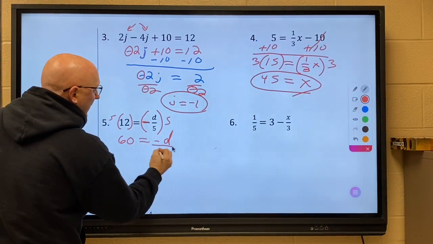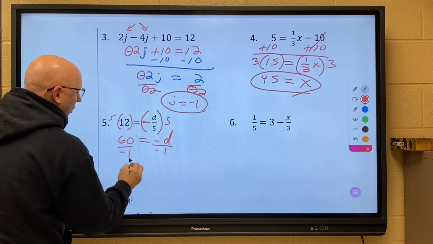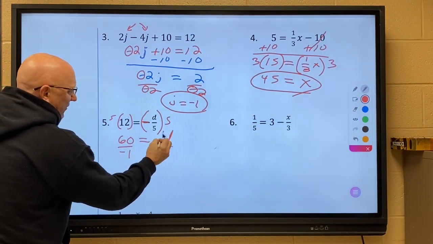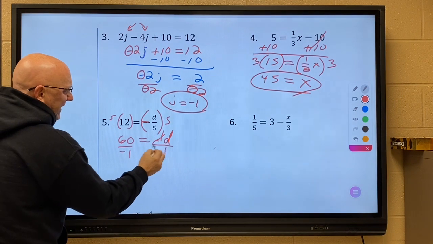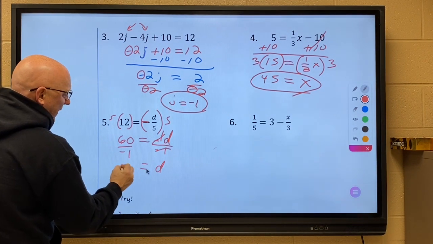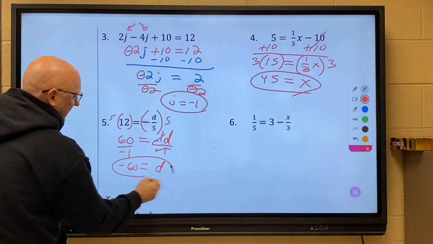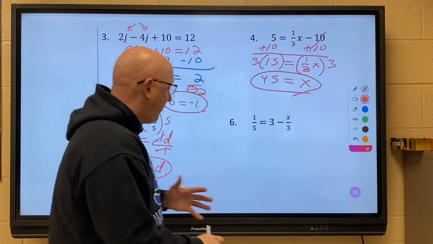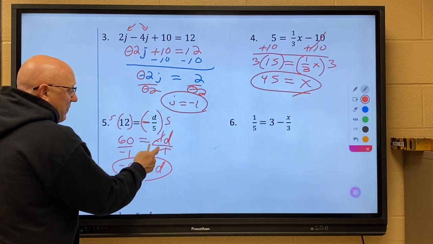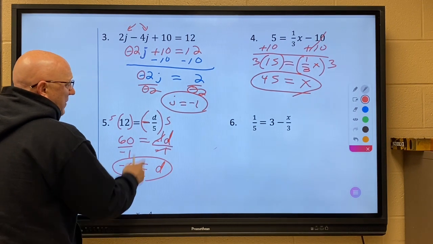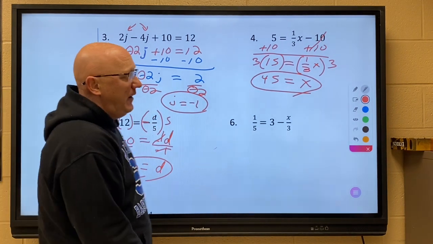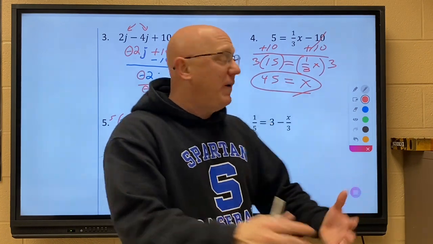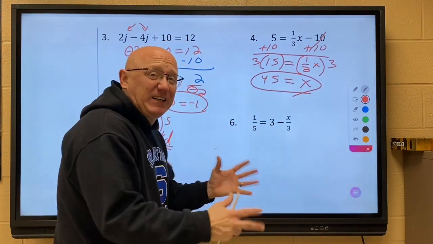From there, what I'm really doing is dividing by a negative 1, and there is a 1 there, and so we divide, and that goes to d is equal to a negative 60. All right, so we want to make sure that we're seeing how come I'm dividing by a negative 1, because there is a negative that's there, and so in this next problem, that's going to come up again.